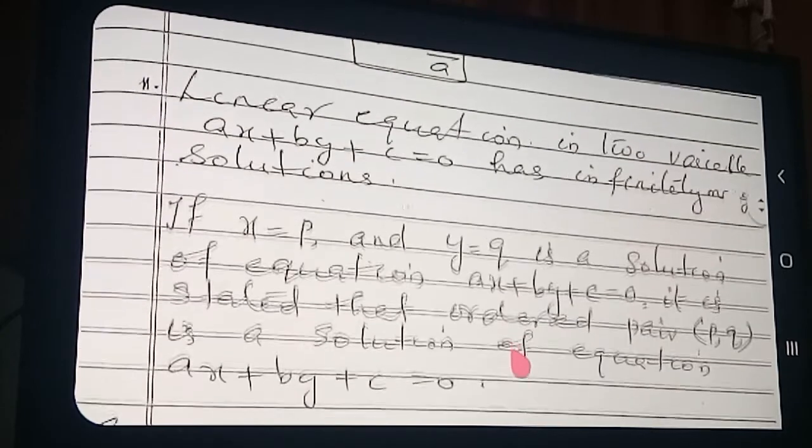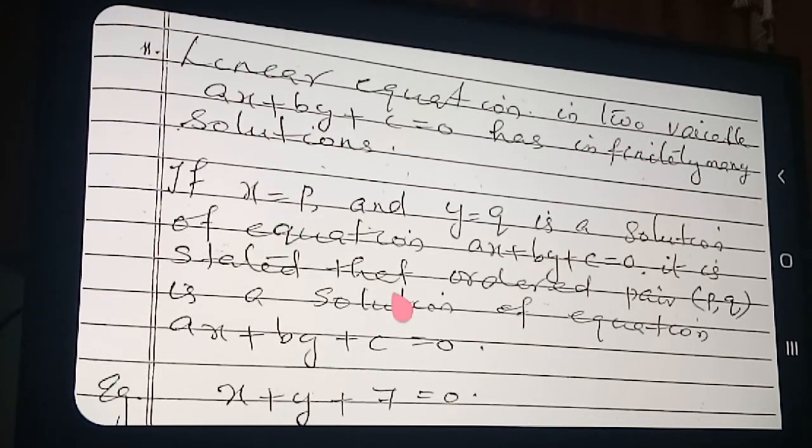I am giving a question, for example. x equal to 2 and y equal to 3 is a solution. How will you write it?